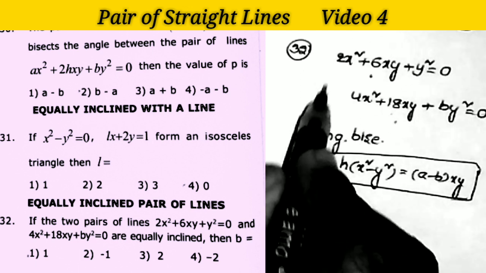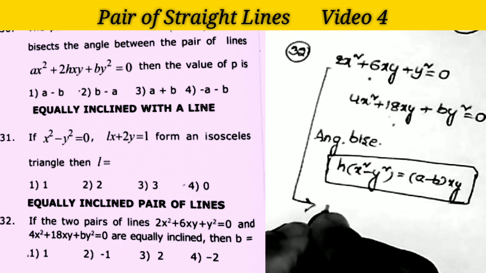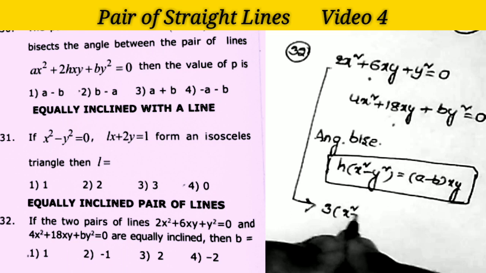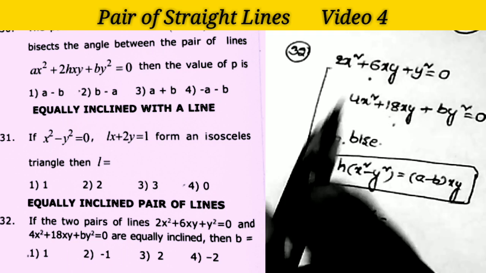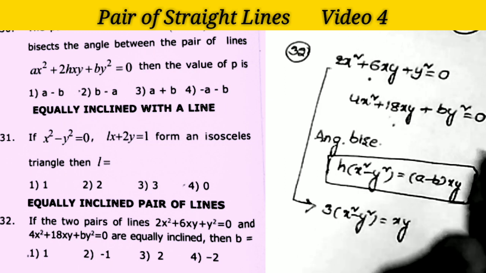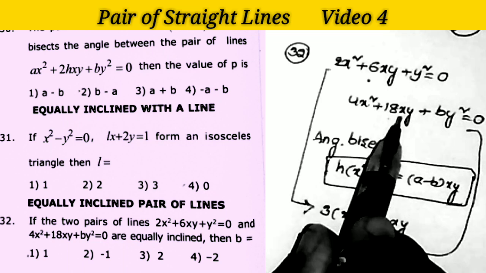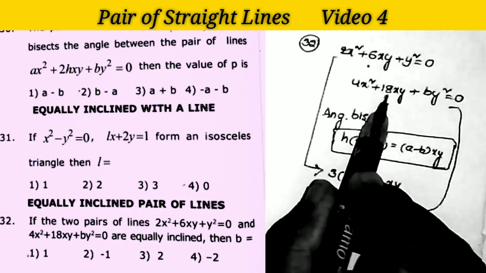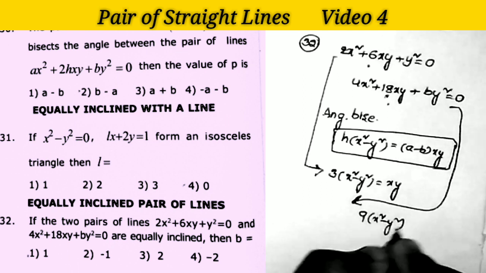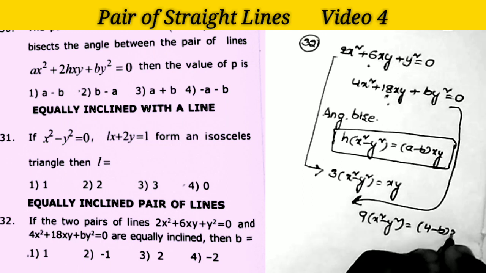Okay. So first, taking the angular bisectors of the first equation, that is h into x square minus y square, h is equal to 3. 3 into x square minus y square is equal to a minus b, 2 minus 1 is equal to 1, a minus b into xy. Now taking the angular bisectors of the second equation, h into x square minus y square, h is equal to 9. 9 into x square minus y square is equal to a minus b, 4 minus b, 4 minus b into xy.